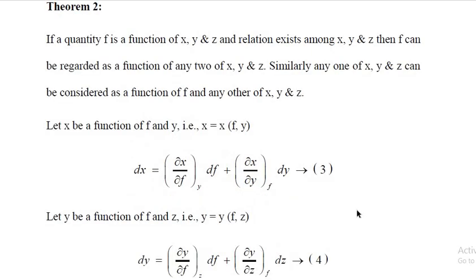Next, theorem 2. If a quantity f is a function of x, y and z and a relation exists among x, y and z, then f can be regarded as a function of any two of x, y and z. Okay, so f of either x comma y, or f of y comma z, or f of x comma z. So f can be regarded as a function of any two of x, y and z.